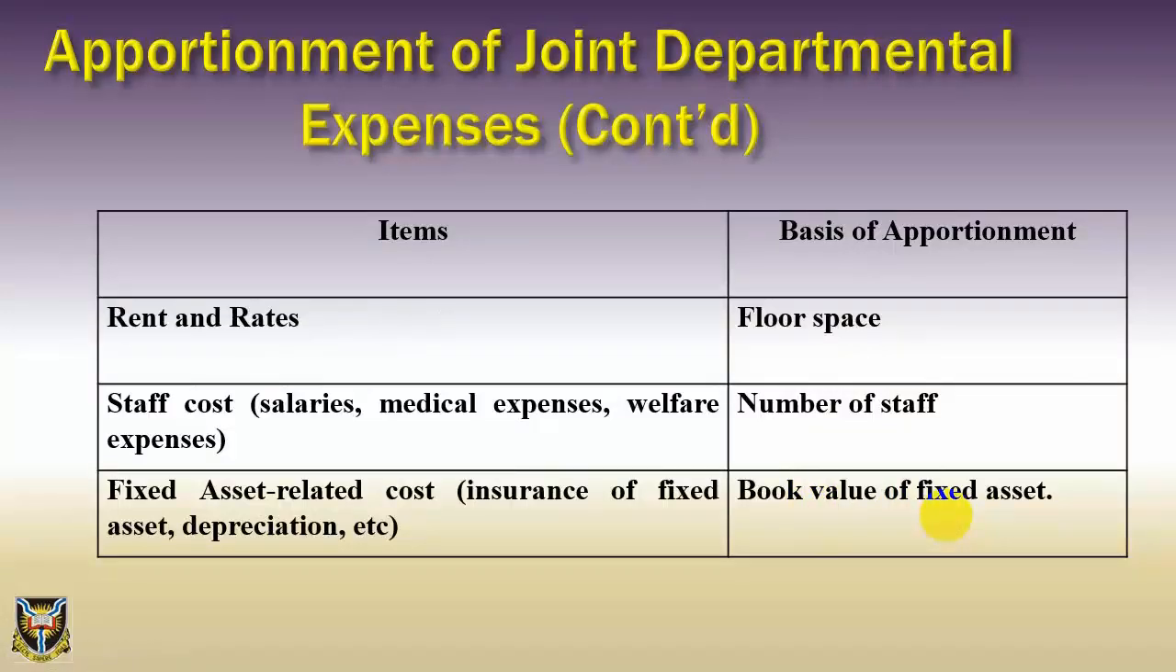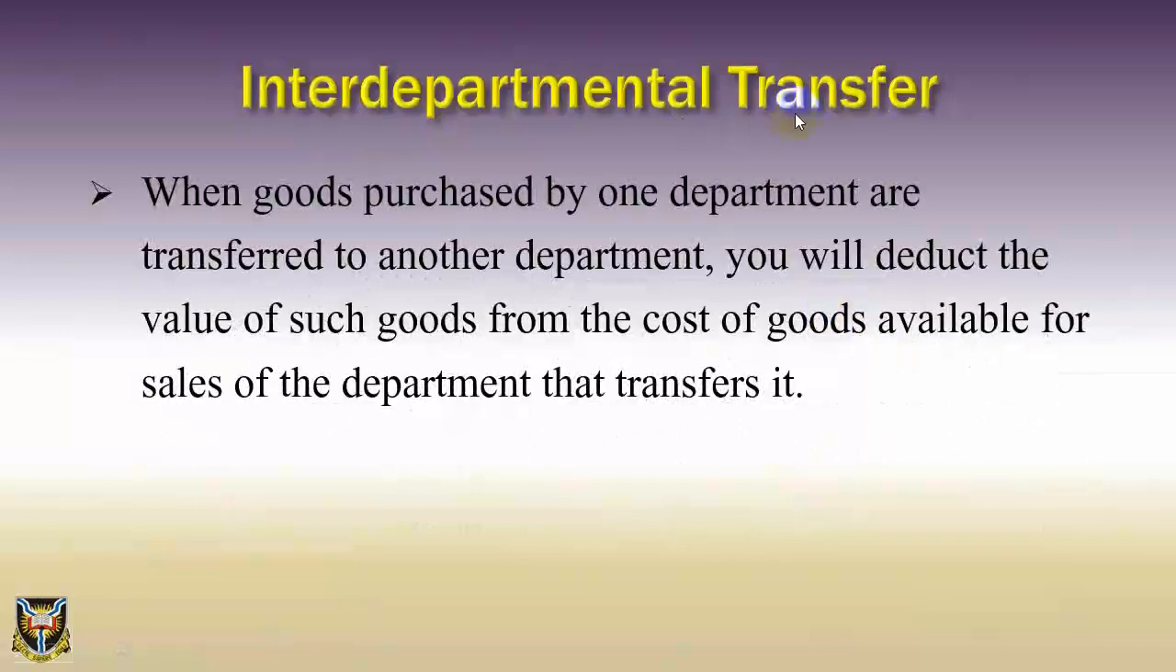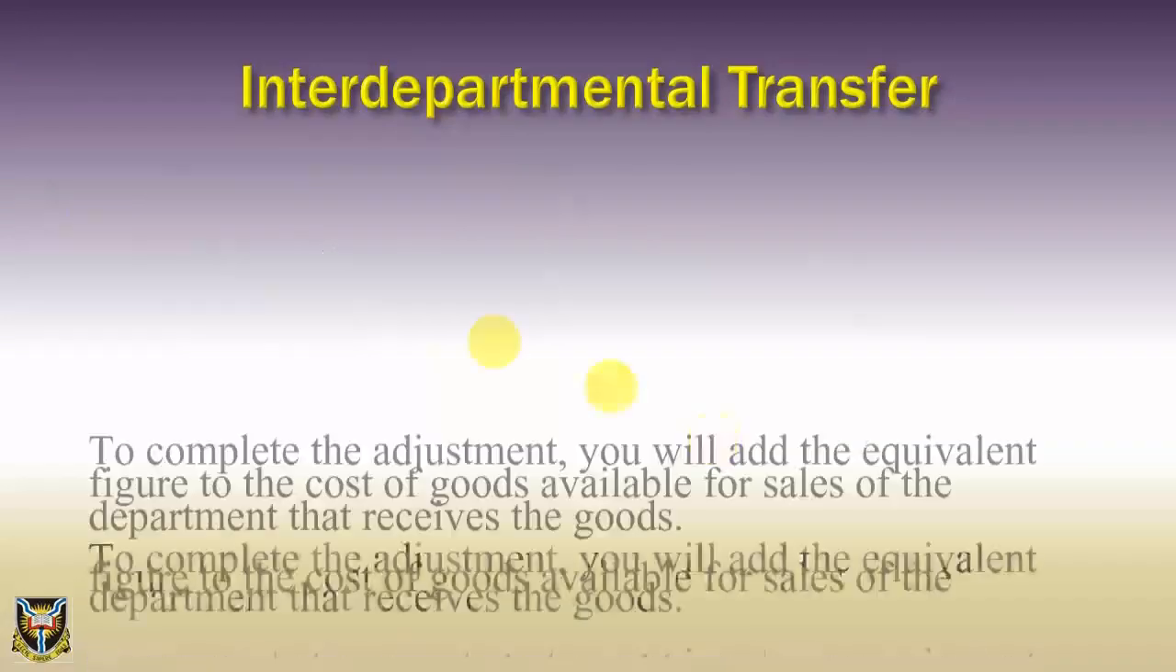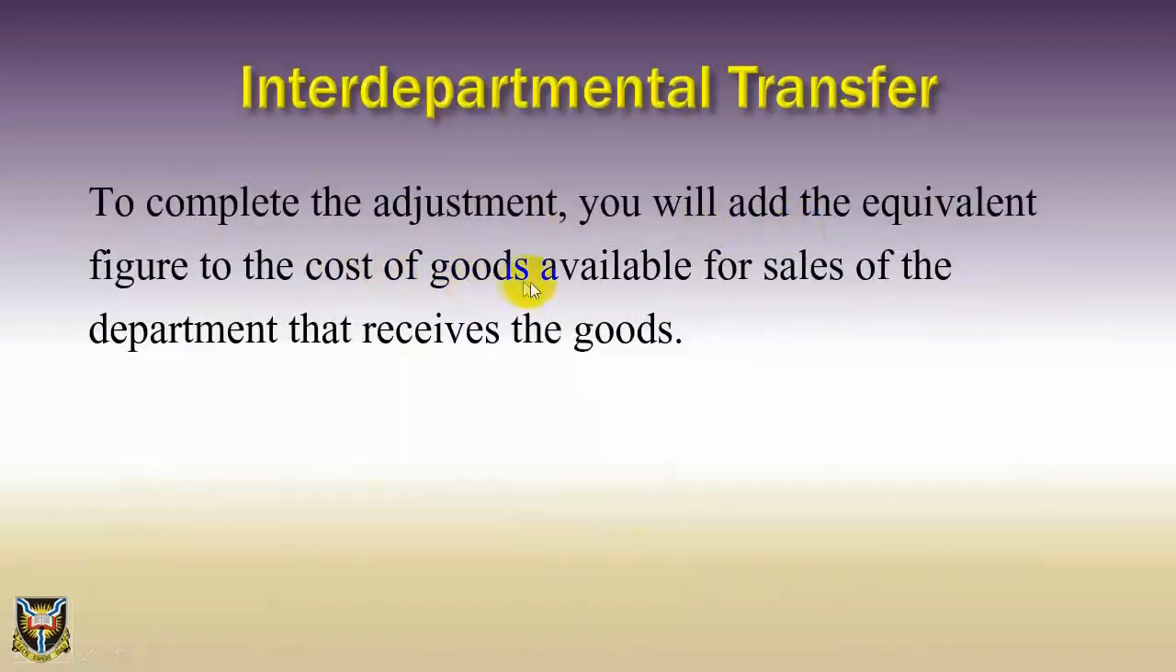D. Interdepartmental transfer. When goods purchased by one department are transferred to another department, you will deduct the value of such goods from the cost of goods available for sale of the department that transfers them. To complete the adjustment, you will add the equivalent figure to the cost of goods available for sale of the department that receives the goods.